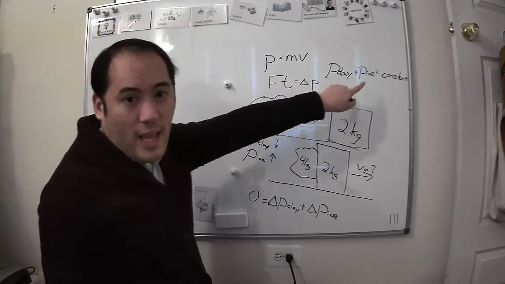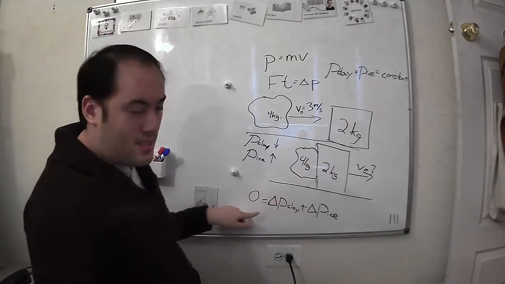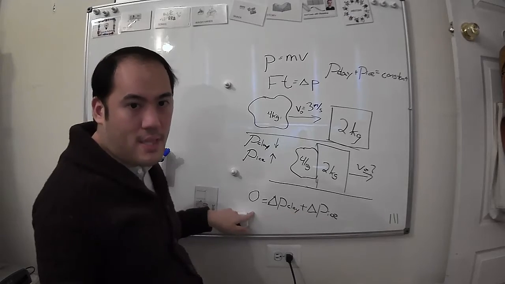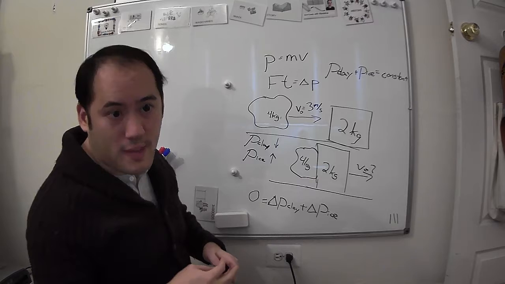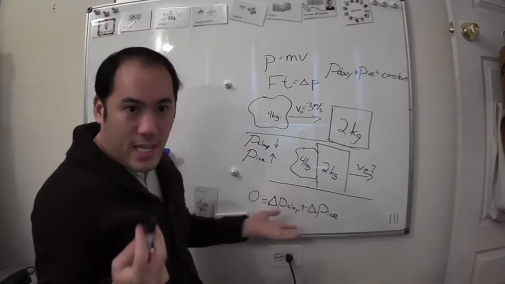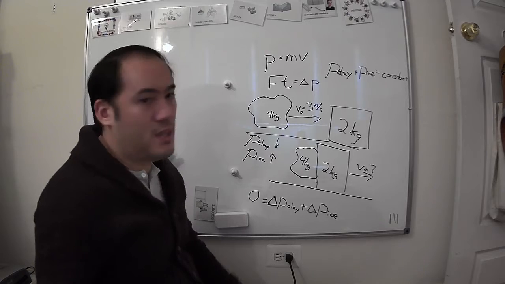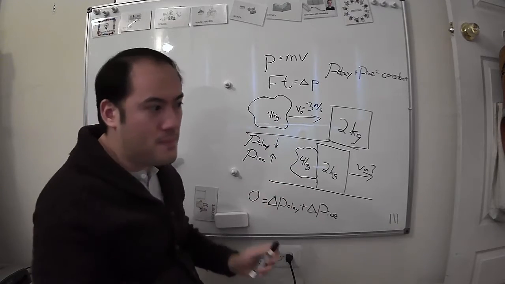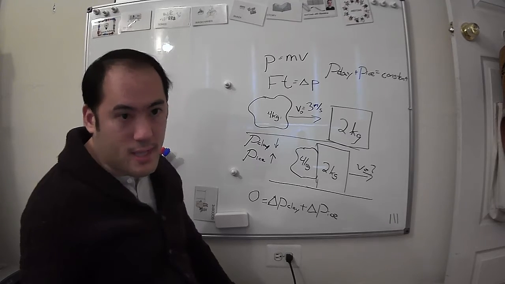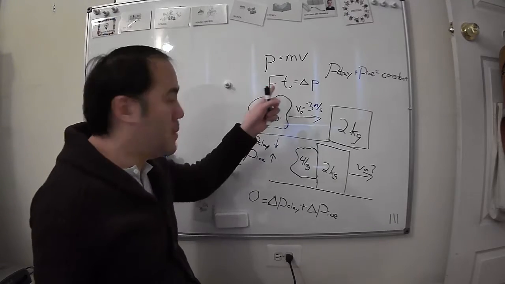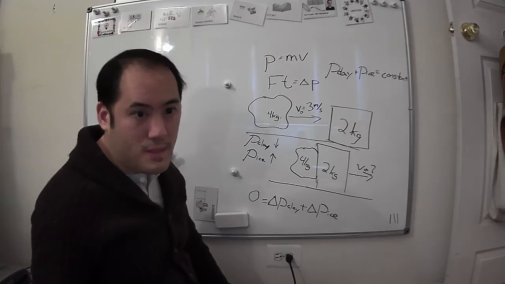This changes and this changes. This decreases, this increases. But since the change sum is 0, the total is constant. This is known as conservation of momentum. Not to be confused with conservation of energy, but it's basically the same idea. If there's no work done on a system, then the amount of energy in the system doesn't change. If there's no impulse on a system, then the momentum of the system doesn't change.